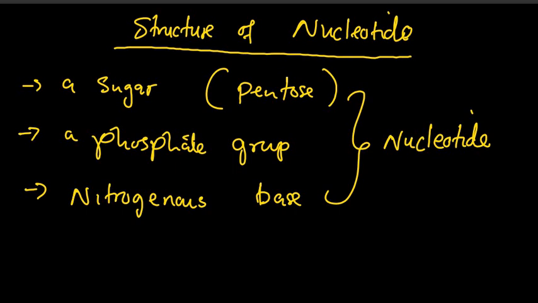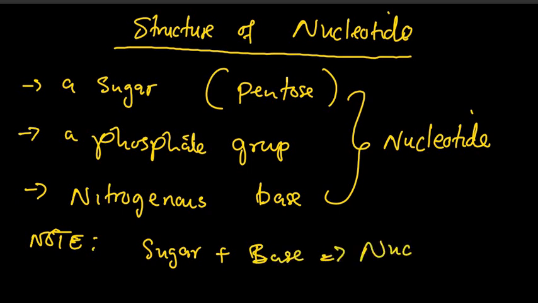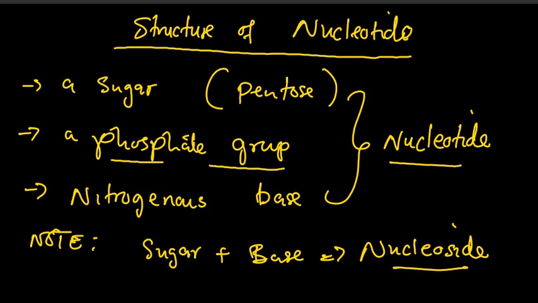Without the phosphate group, it's simply going to be called a nucleoside. So take note: if you have just a sugar and a nitrogenous base, you're simply going to get a nucleoside. That's the main difference between a nucleotide and a nucleoside. The difference is the inclusion or exclusion of the phosphate group.